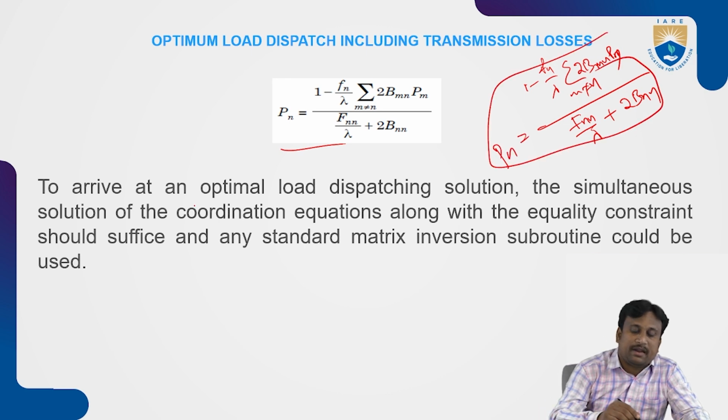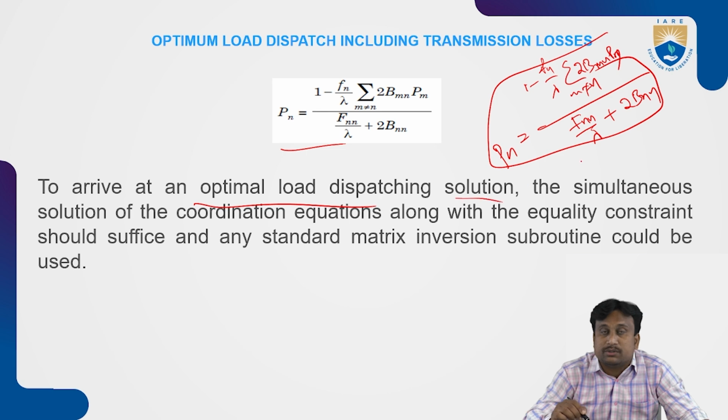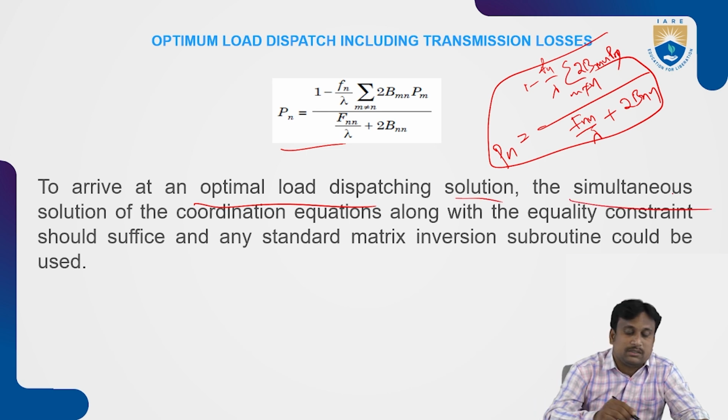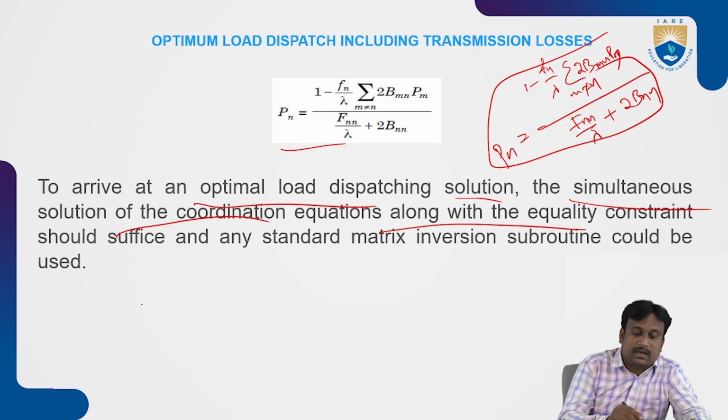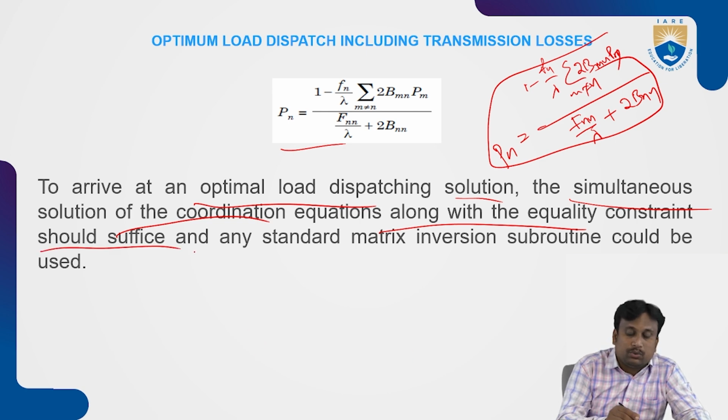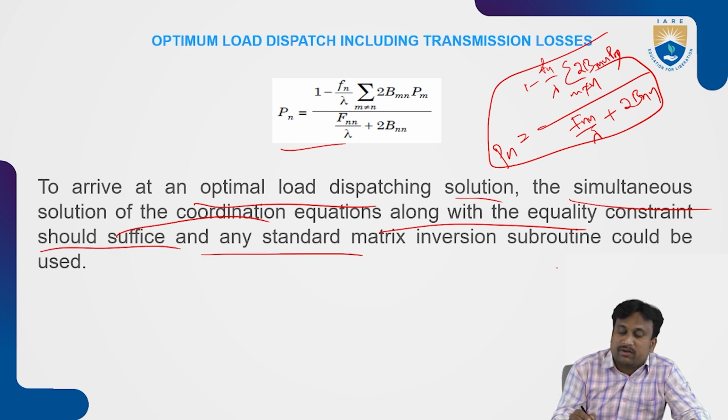To arrive at an optimal load dispatching solution, the simultaneous solution of the coordination equations along with the equality constraint should be obtained, and any standard matrix inversion subroutine could be used here.